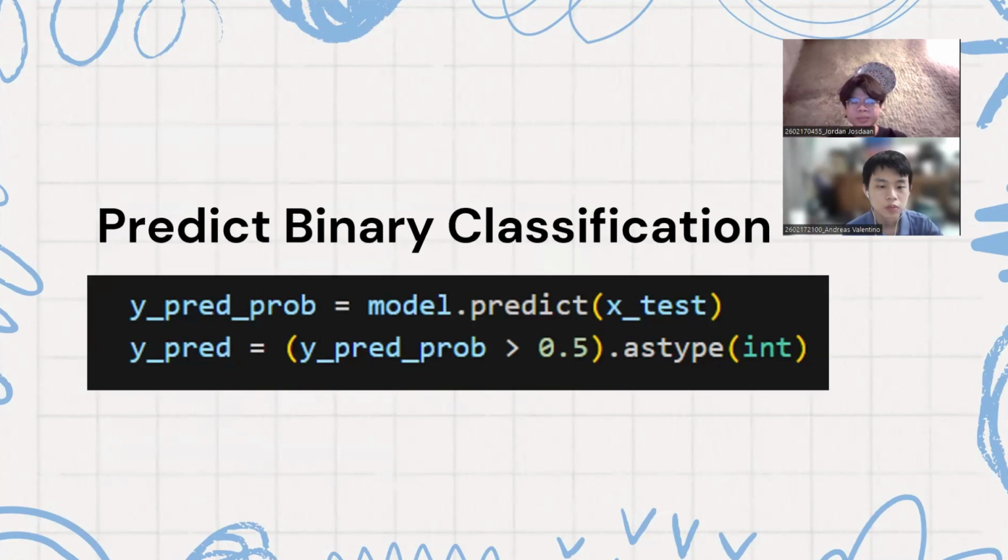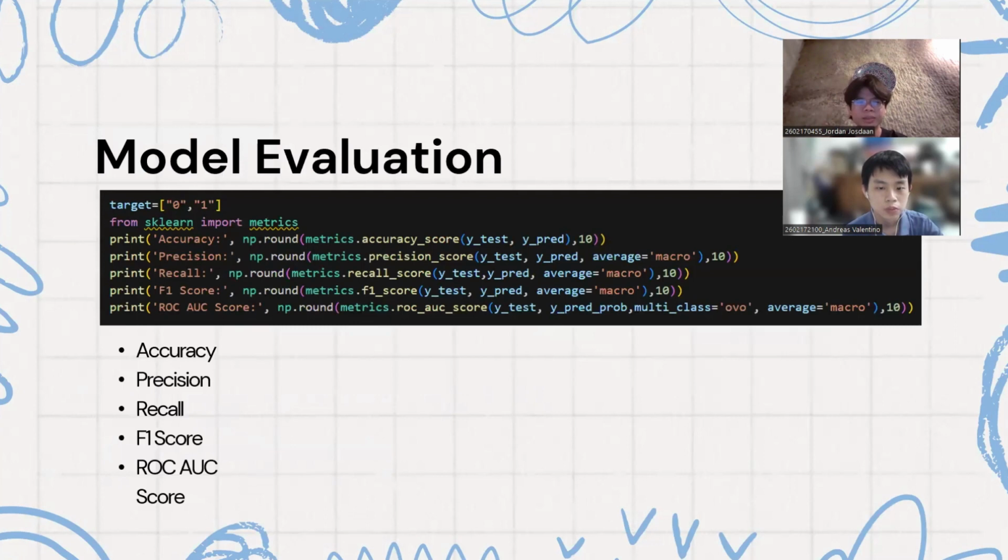And next is the predict binary classification. Using the trained model on the test data, a probability threshold of 0.5 is applied to the classification, predicted as 0 or 1. Next is the model evaluation.